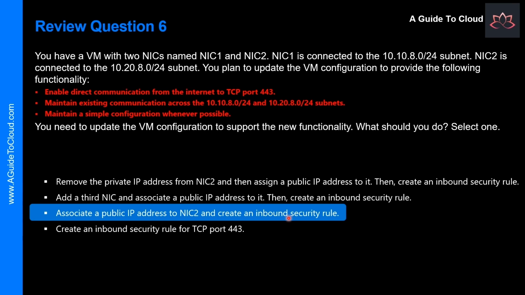You also need an inbound security rule. And you can associate the public IP address with NIC1 and NIC2, although in this scenario only presents an option to associate it with NIC2. So this is the correct answer.